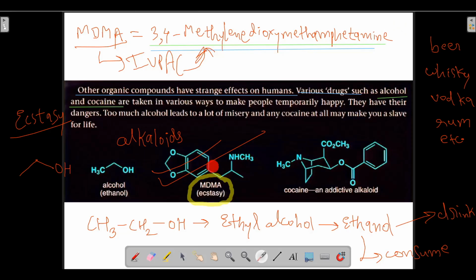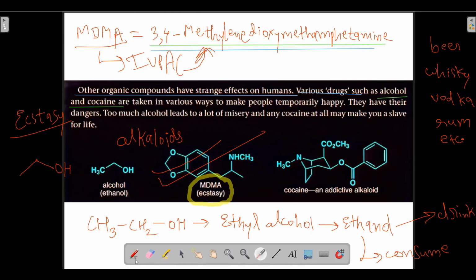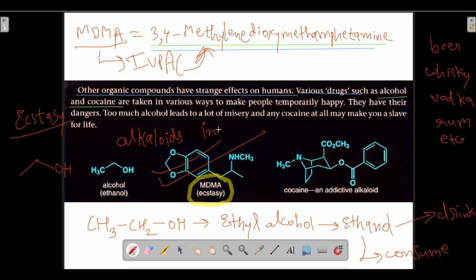Okay, so this is also taken as a drug. It is also used as a recreational drug for addiction purposes, for intoxication. Intoxication means, in Hindi, we call it nasha. So intoxication or nasha, that is the purpose of this MDMA. Just like alcohol and cocaine, MDMA is also a candidate. Okay, ecstasy.